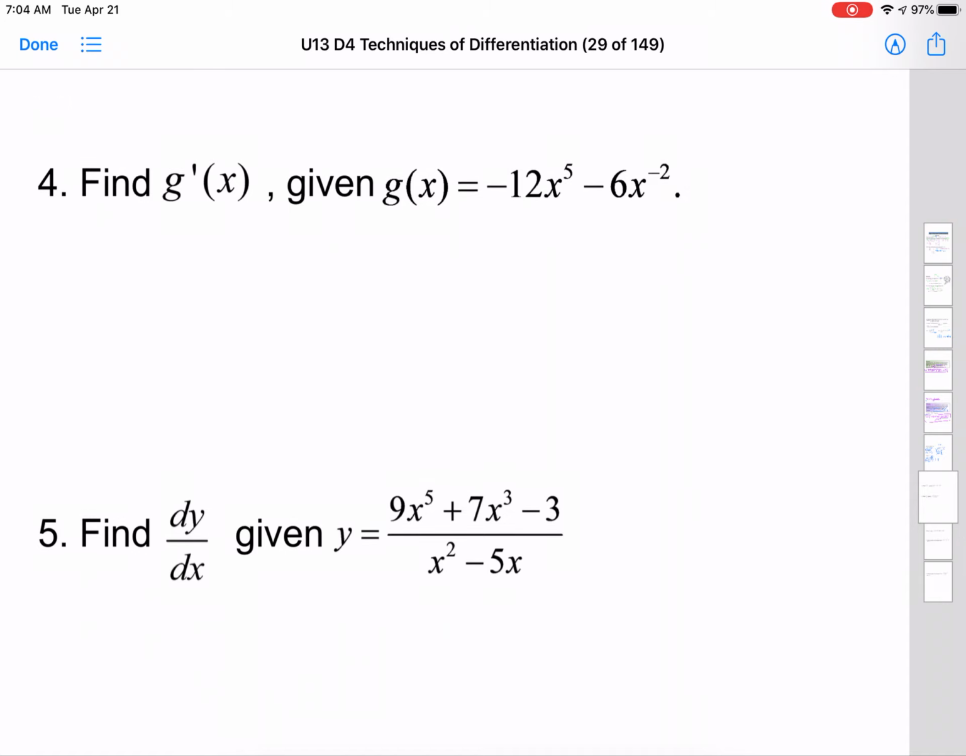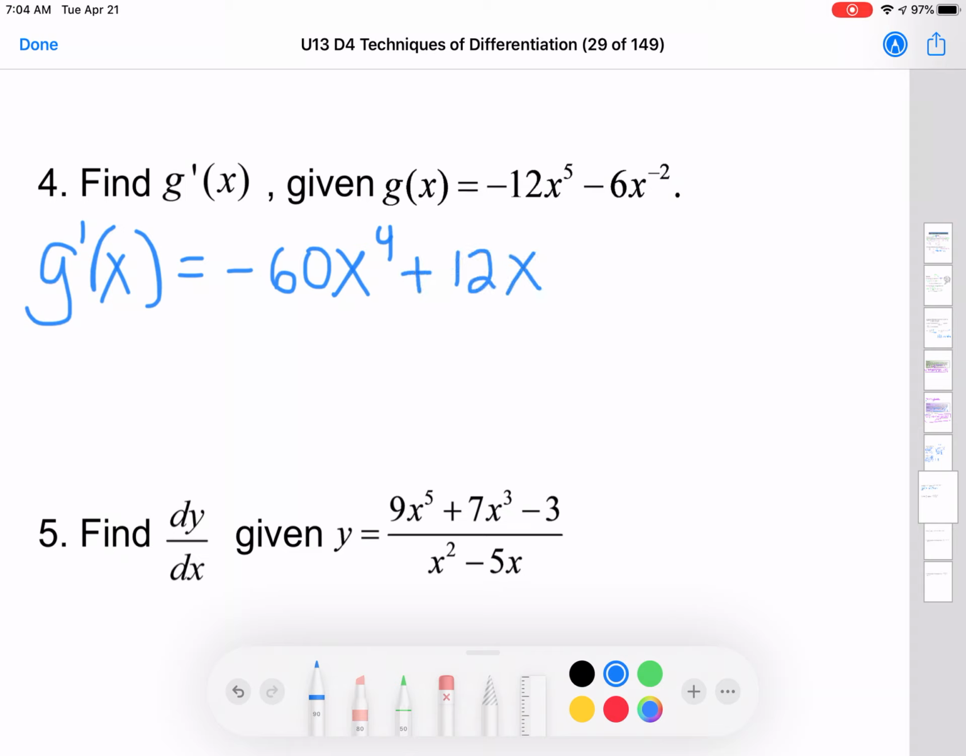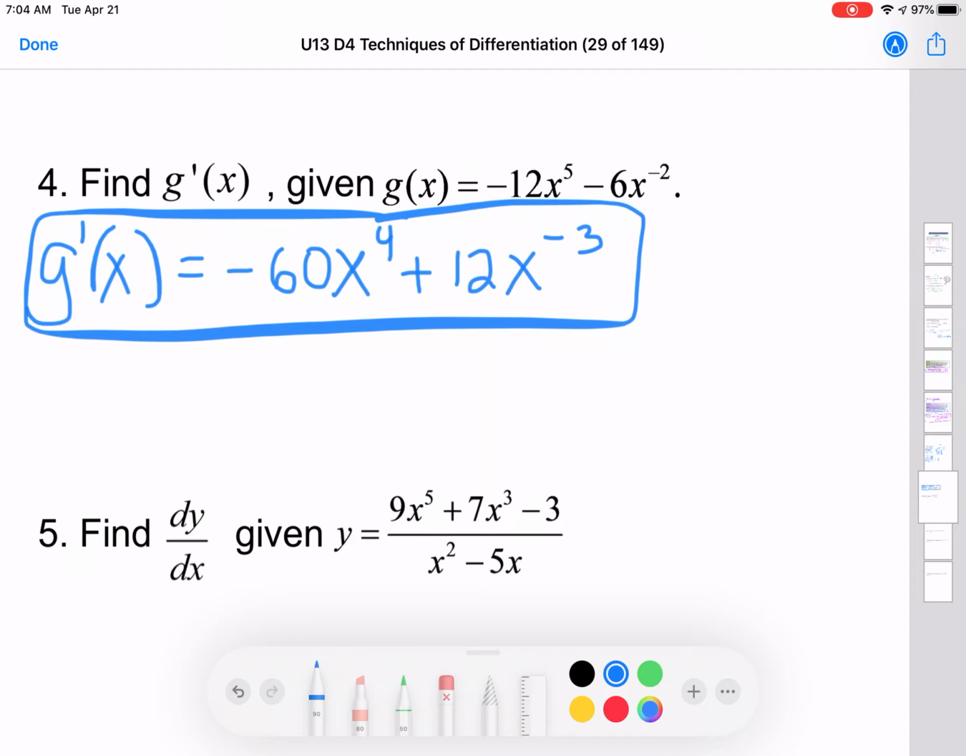Okay, let's check out 4. Looks like straight up power rule again. So 5 times -12 is -60. Decrease the power by 1. -2 times -6 is +12. X to the -2 decreased by 1, -3. So hopefully you're getting the hang of this.